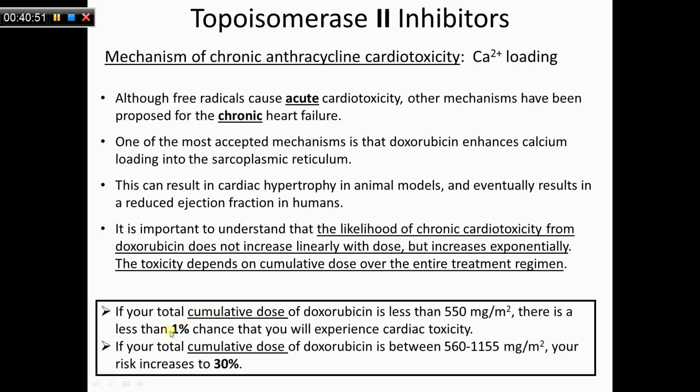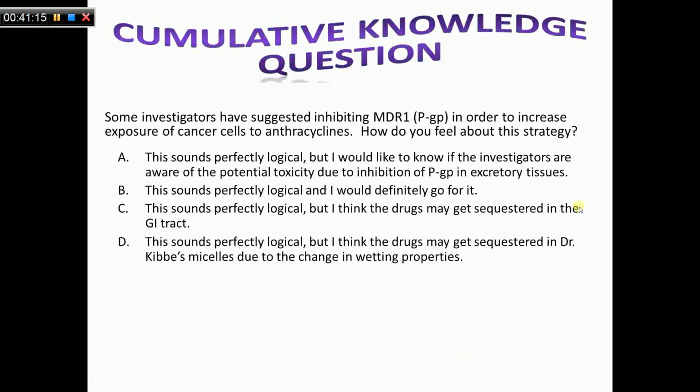Okay, so there's evidence that there's less than a 1% chance of cardiac toxicity if your cumulative dose is less than 550 milligrams per meter squared. That means from day 1 to the final day of treatment. Okay, if your cumulative dose goes up above 560 to 1155, you can get a 30% chance of cardiotoxicity. Of course, the 30% is probably going to fall in the middle of this range at some point.